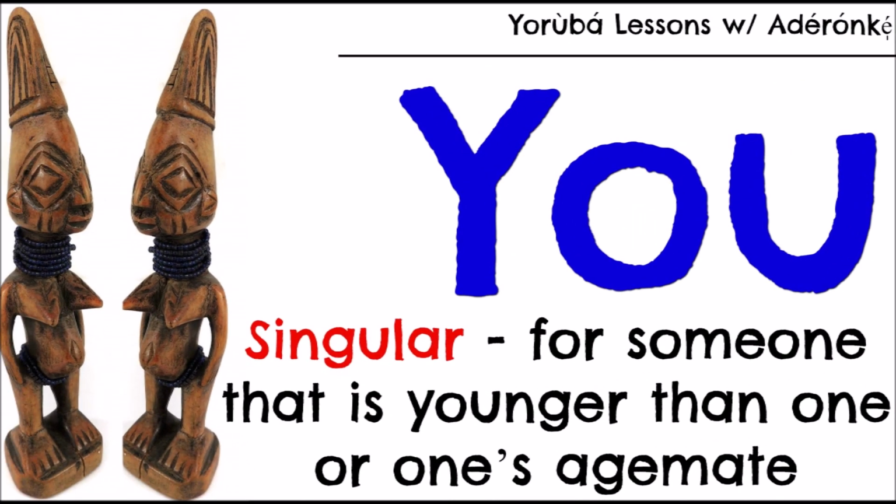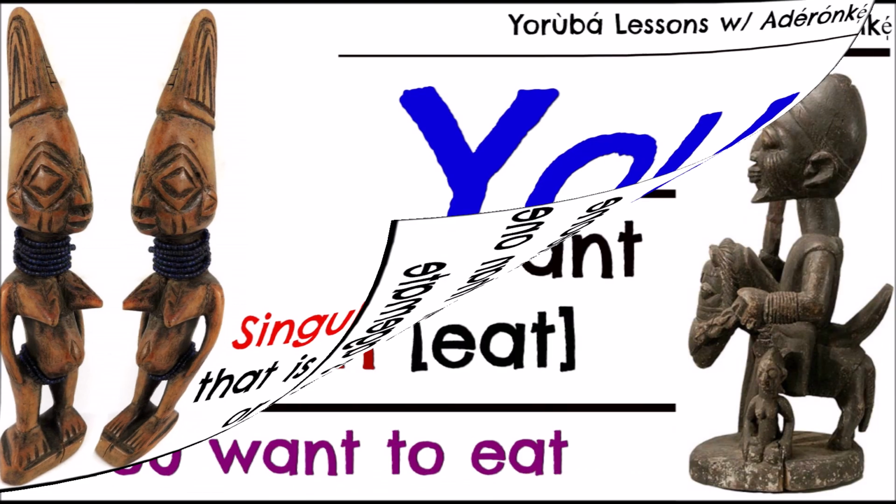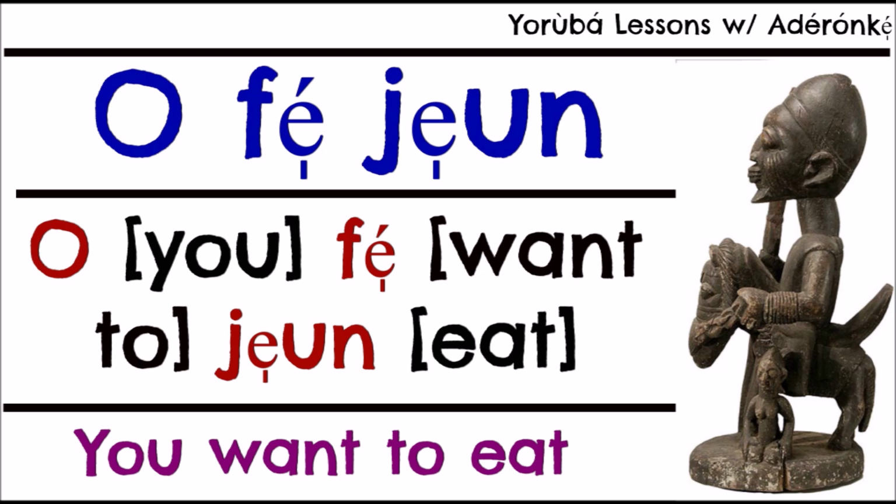And then we move on to the second pronoun, which is you. So this you is singular you when you're addressing someone that is younger than you or your age mate. We have a different kind of you, and I'm going to mention it as we go on. Ó fẹ́ jẹun, you want to eat. That's how to say that. Ó is a gender neutral pronoun for you. It's different from the other ó, which we'll get to, that's for he or she. Like you want to eat, you could be saying that to a man or a woman or anyone that is younger than you or your age mate in Yorùbá as well. It's gender neutral.